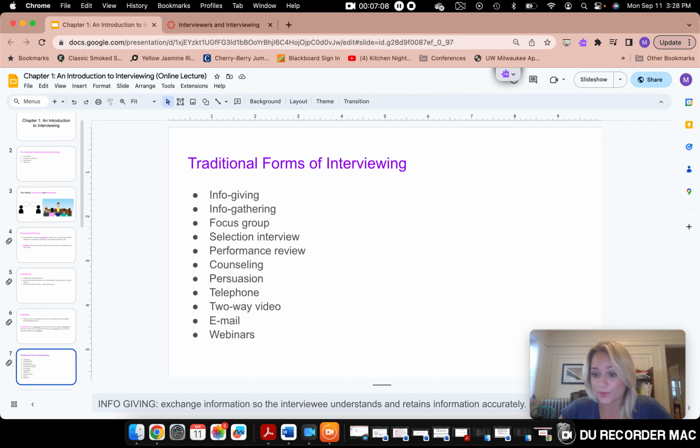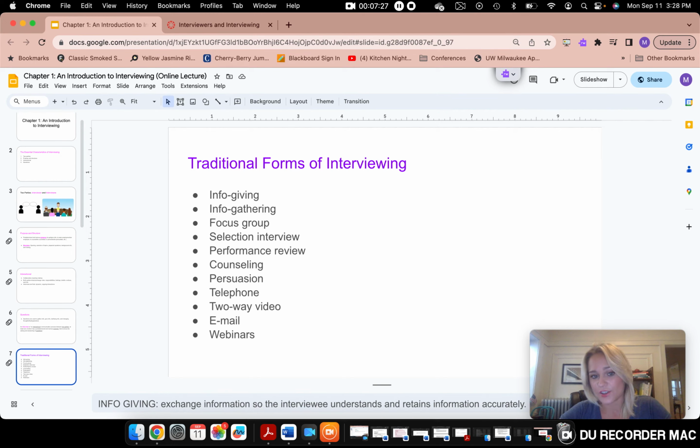Then you have focus group interviews, which is usually a group of people collected for marketing research purposes, and they're trying to ascertain how the group feels about our product or service, what is the current general opinion or attitudes towards whatever we're trying to investigate.